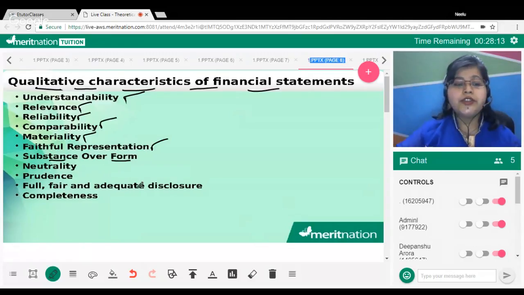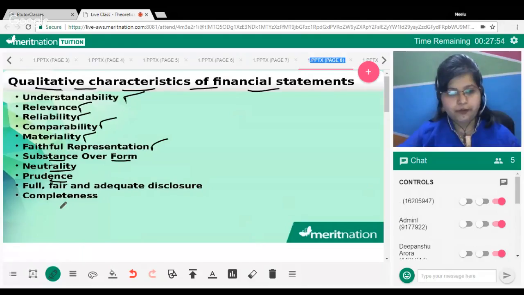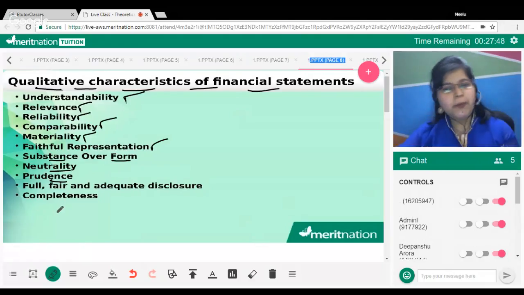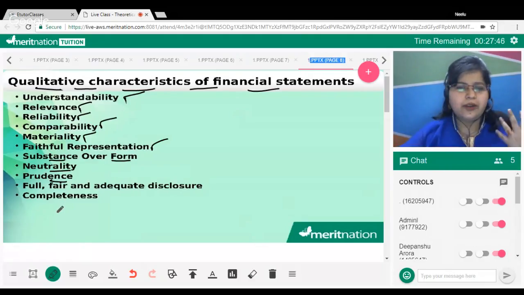Then there is neutrality. Neutrality means that there should not be any kind of bias in the preparation of financial statements. They should be completely objective. Then we have prudence, which means to be wise. To be wise means if you have any indication of a loss in the future, make provision for it. But if there is a chance of profits in the future, wait for it. Don't go hopping around town announcing that we are going to get this amount as profits.